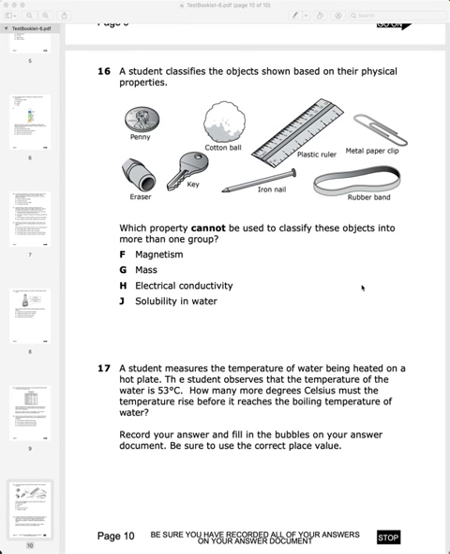F, magnetism. G, mass. H, electrical conductivity. J, solubility in water.